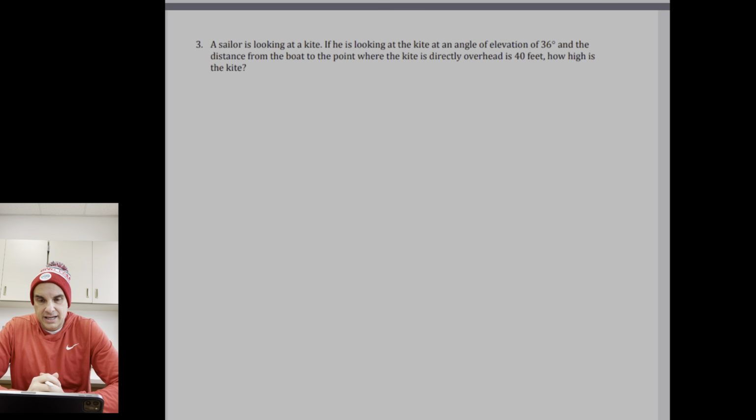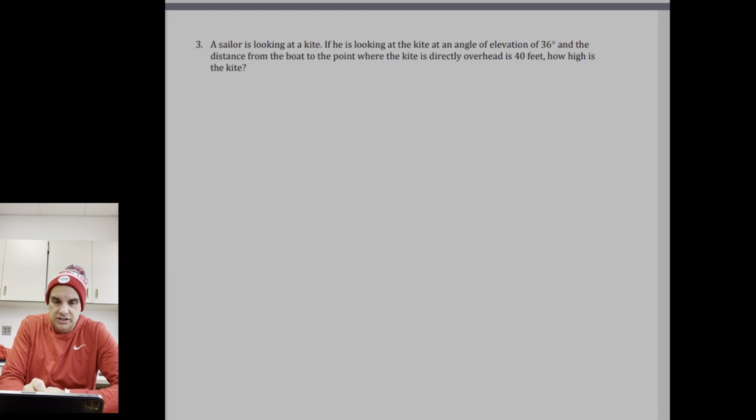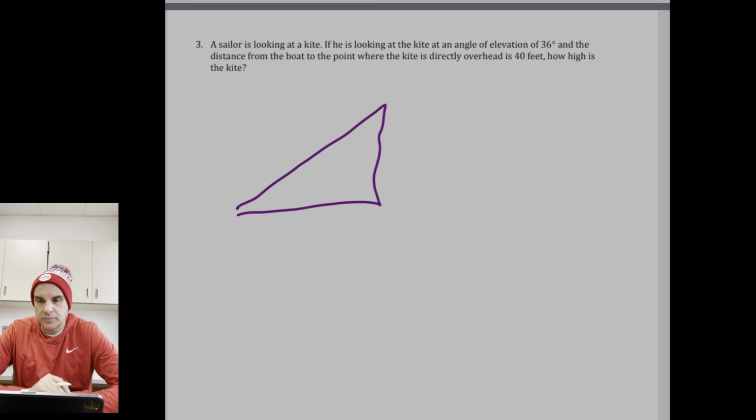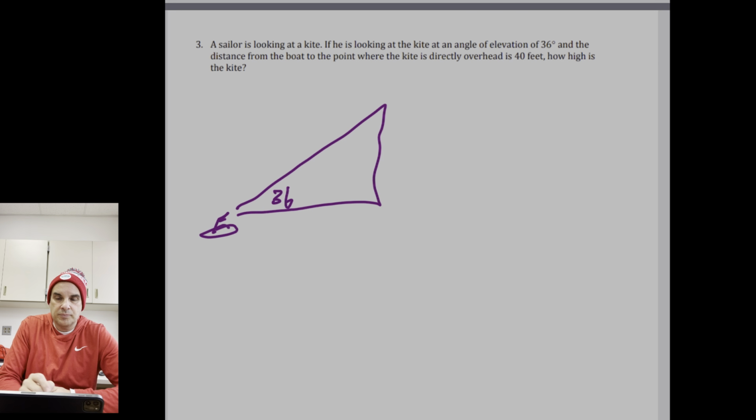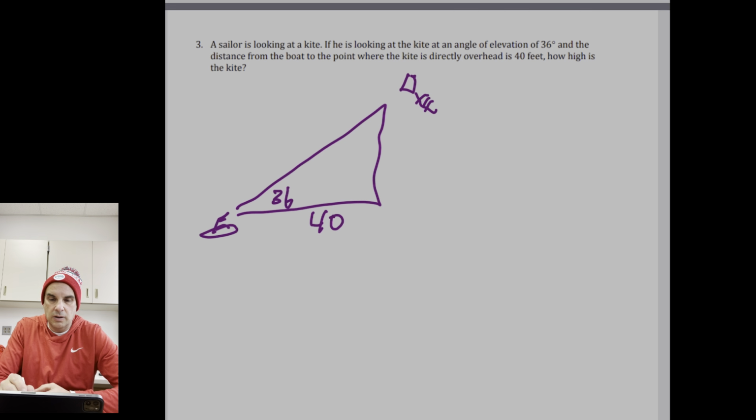A sailor is looking at a kite. He is looking at a kite at an angle of elevation. There's my drawing. The angle is 36 degrees. Label my 36-degree angle of elevation. And the distance from the boat to the point where the kite is directly overhead is 40 feet. So my boat is sitting right here, my kite is up there. This is going to be 40 feet. It wants to know how high the kite is. That's the height of the kite.